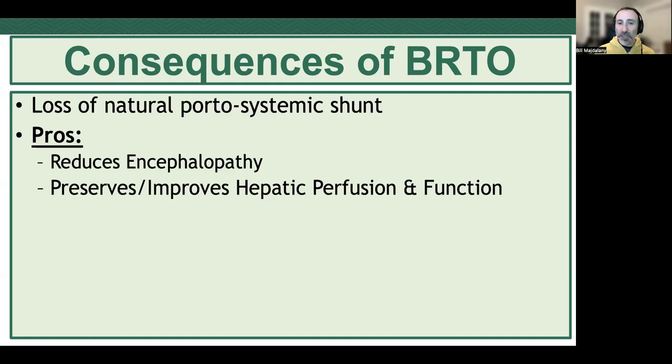And because we've eliminated the portosystemic shunt, it's going to redirect flow towards the liver, and generally this is going to preserve hepatic perfusion, potentially induce hepatic hypertrophy, and preserve hepatic function. So in a patient who has poor liver function, an elevated MELD, encephalopathy, etc., these are potential indications to look for BRTO as a treatment of a gastric varix.